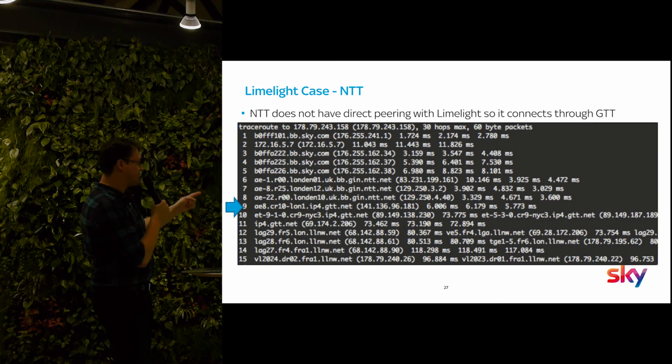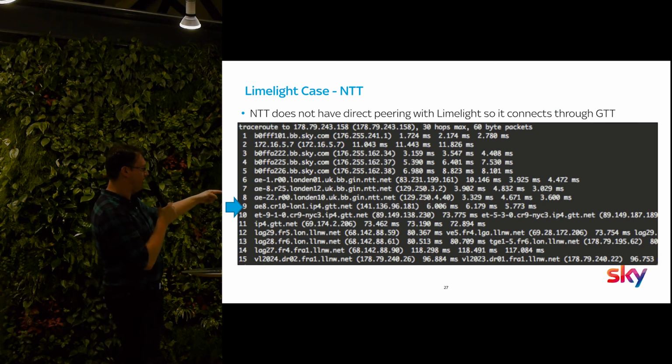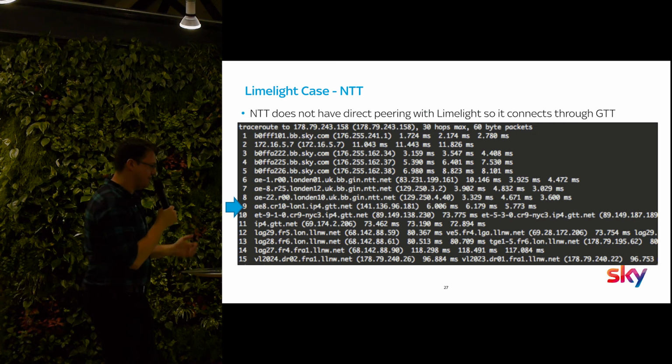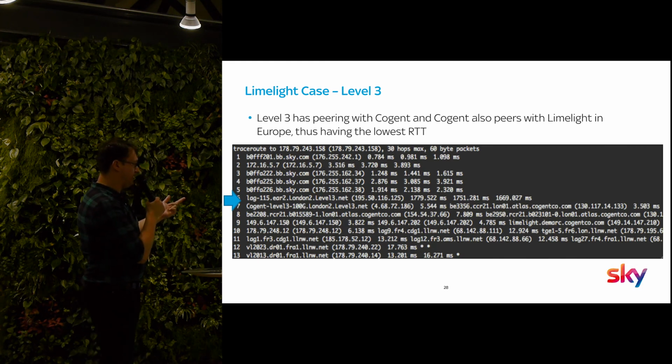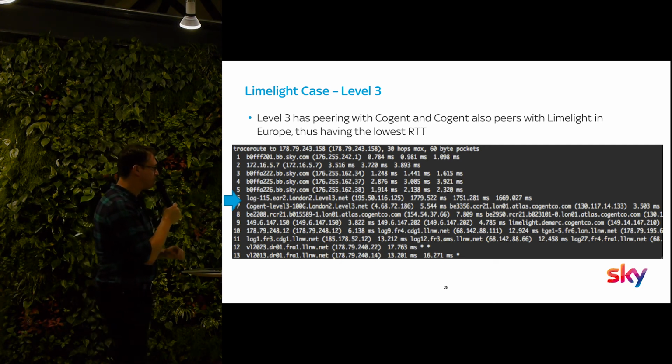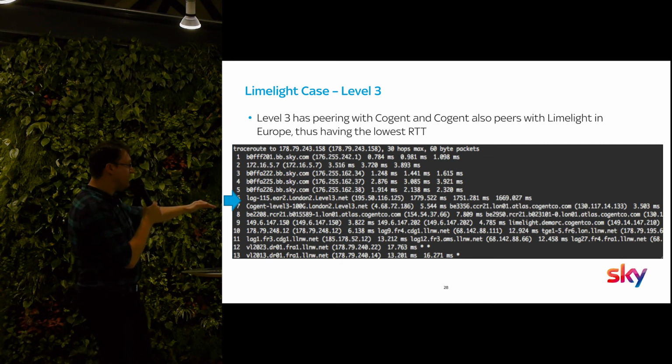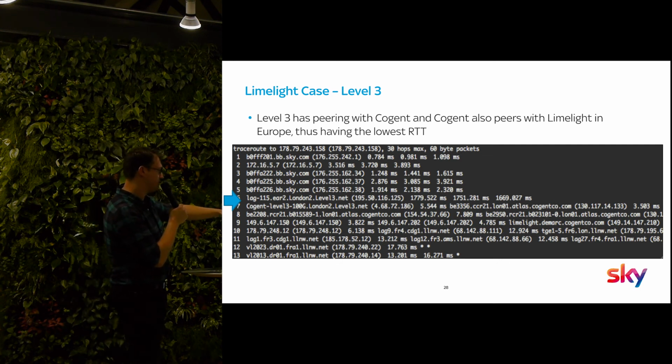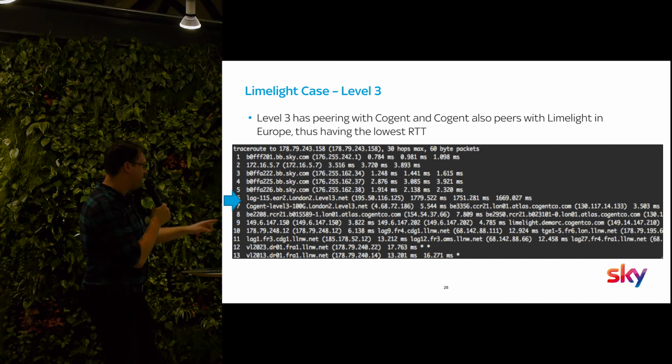And obviously, when you look at NTT, it is just connecting to GTT, and GTT again goes across the Atlantic and comes back to Europe. In the case of Level 3, it just connects to Cogent. Cogent is then directly connecting to Limelight, and it's staying in Europe. If you see, it's just around Frankfurt, and I think CDG is Paris, I guess.